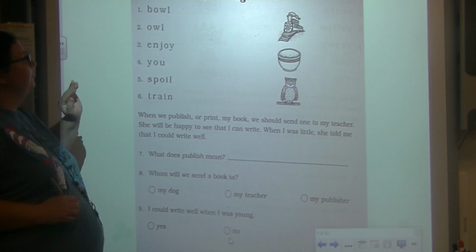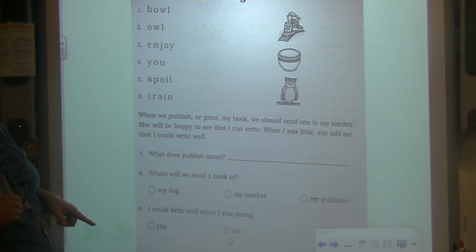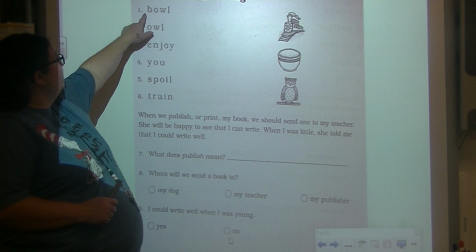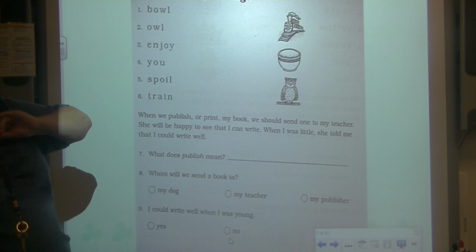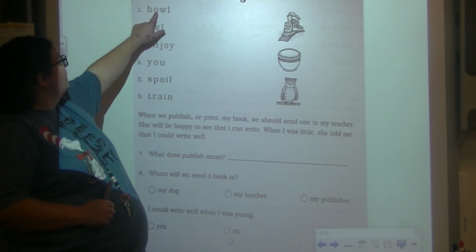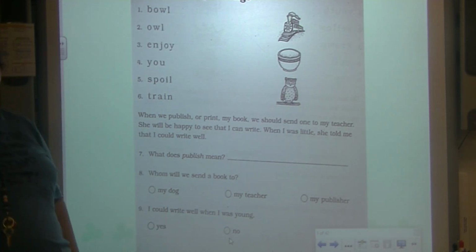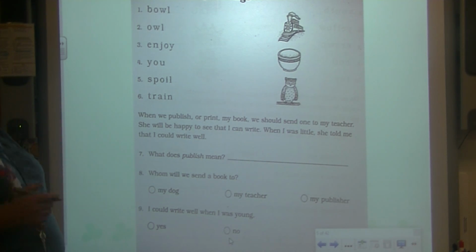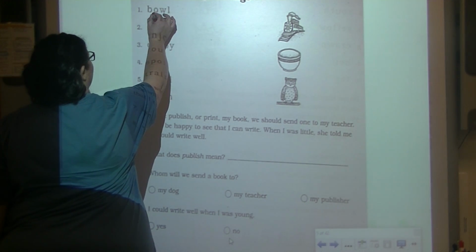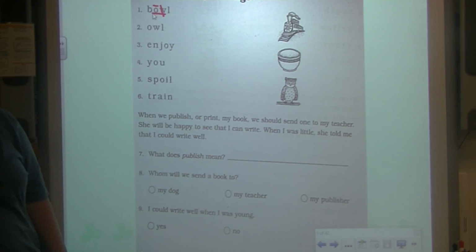Number 1. Review of diphthongs. Remember, they may try to trick you. It may not be a diphthong, so we have to sound them out. Number 1. Let's start with the diphthong sound. It may not be. Ow, ooh, bowl. Have you ever heard of a bowl? Me either. So it has to be a digraph. Now sound it out.